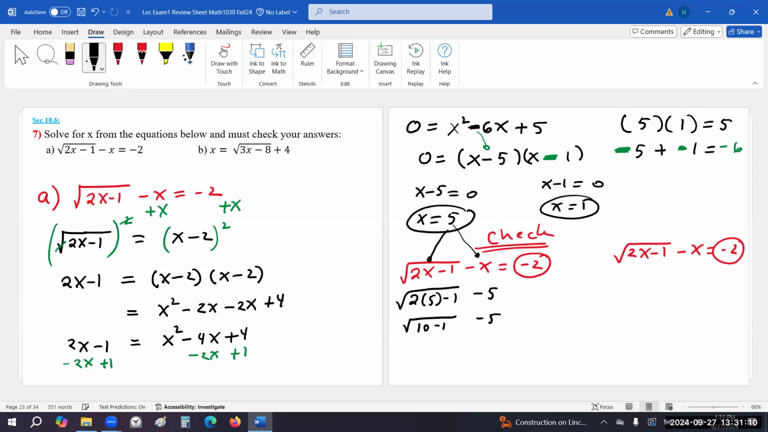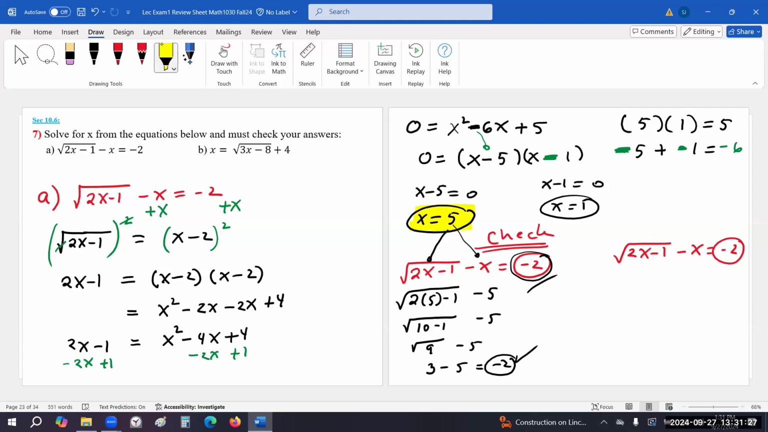10 minus 1. And what is 10 minus 1? And what is the square root of 9? And what is 3 minus 5? So do you get what is supposed to have? Yay! So this is correct.